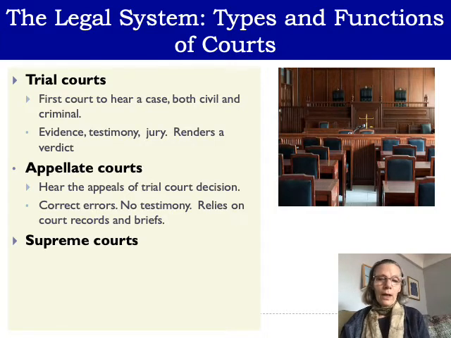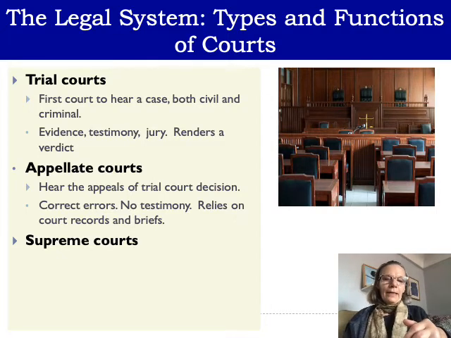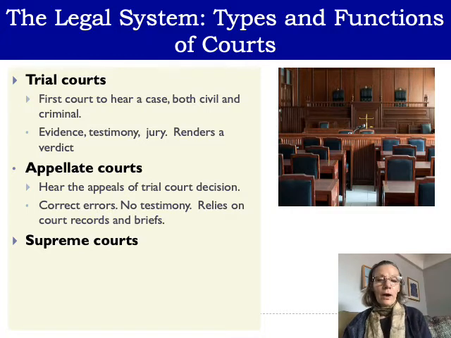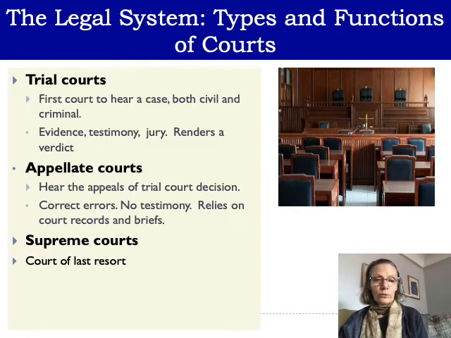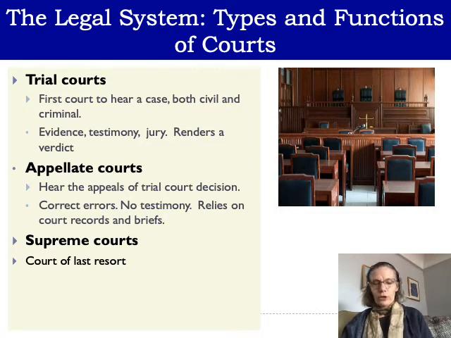And then the final type of court is a Supreme Court. As we're going to see when we look at the way that the court is organized, there are intermediate appellate courts and then there are Supreme Courts. And the Supreme Court is known as the court of last resort. It renders a decision that is the last decision that's going to be rendered on this case, if they choose to hear the case.